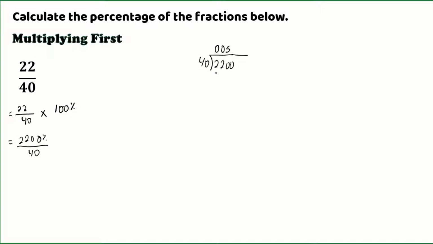5 times 40 is 200. 220 subtract 200 gives us a difference of 20. We're going to bring down our 0. And 40 goes into 200 5 times. 5 times 40 is 200. And 200 subtract 200 is 0. So we found that when we calculate 22 out of 40 as a percentage, it is equal to 55%. So this is our first method on multiplying first.